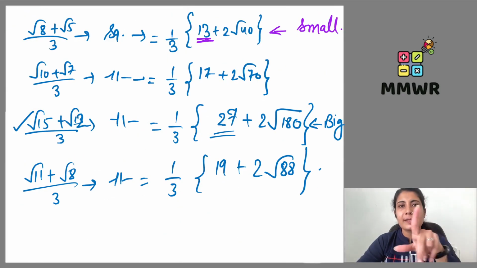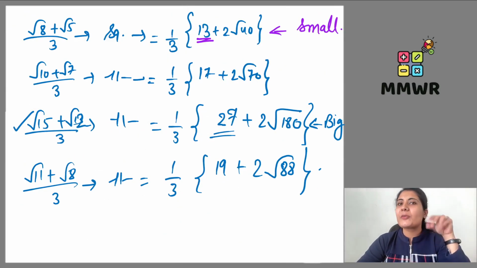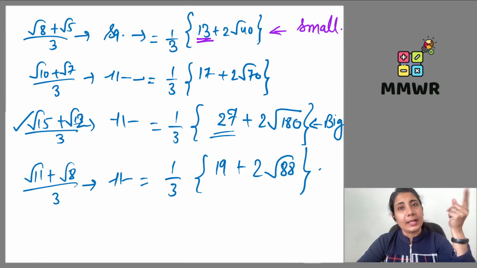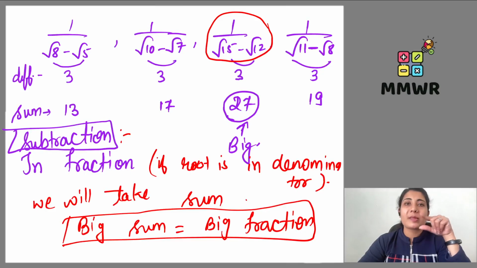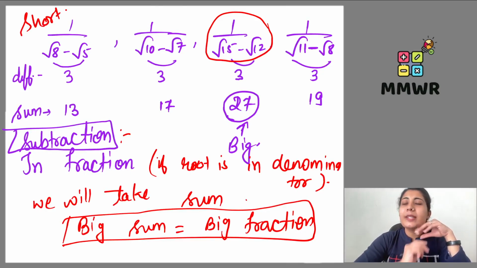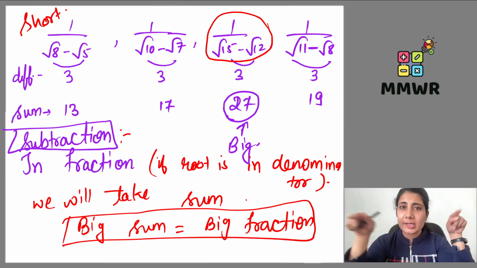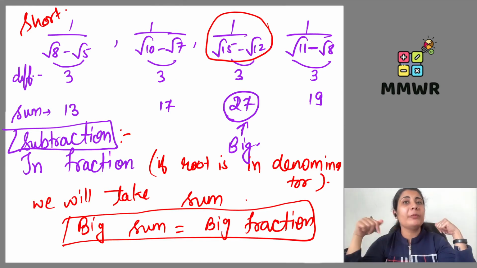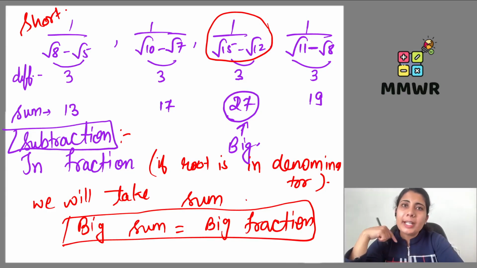So that gives us this type of values which helps us to fix the big value and the smaller one. And if we want to take the help of this short method, we simply have to check whether the difference is same and what sum we have. The sum जो भी आ रहा है, अगर denominator में roots है with difference operation, then we have to check the sum. जो भी sum सबसे बड़ा है वो fraction सबसे बड़ा है.